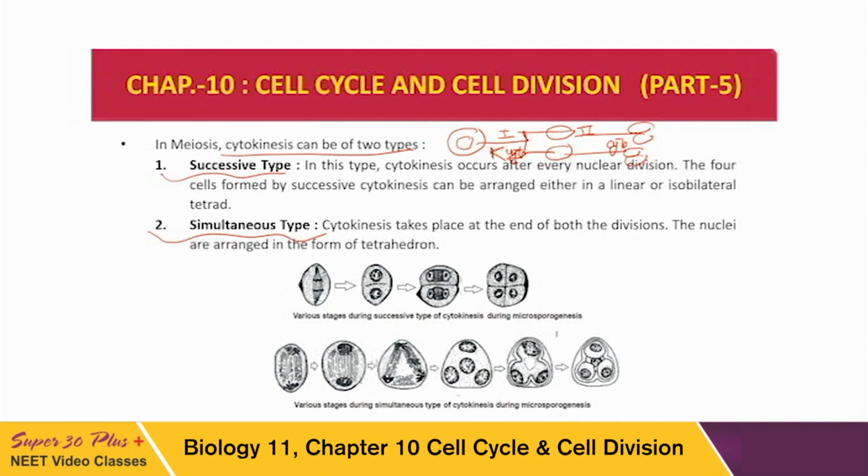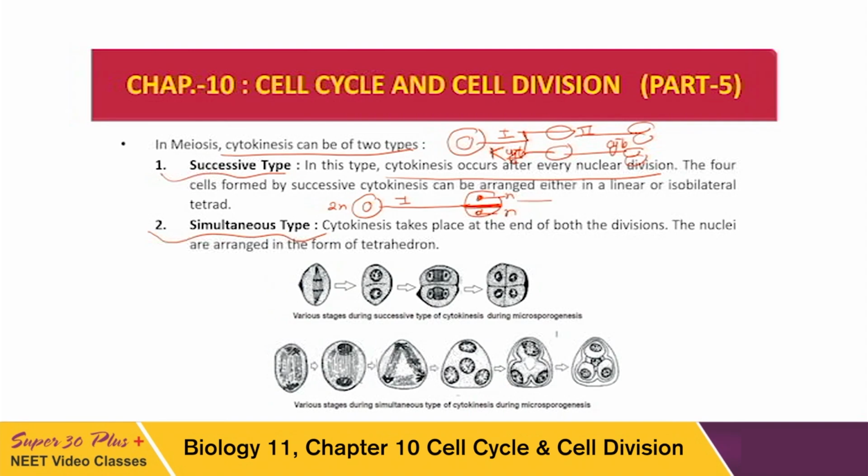But some variations are there. Successive type means that in this type cytokinesis occurs after each nuclear division. You can see here, this is the cell, this is the nucleus. The nucleus has divided and two cells have been formed. This was having 2n chromosomes. This is meiosis first division. Two nuclei have been formed, each having n and n chromosomes, and there is cytokinesis. So meiosis first is followed by cytokinesis, and two haploid cells have been formed.